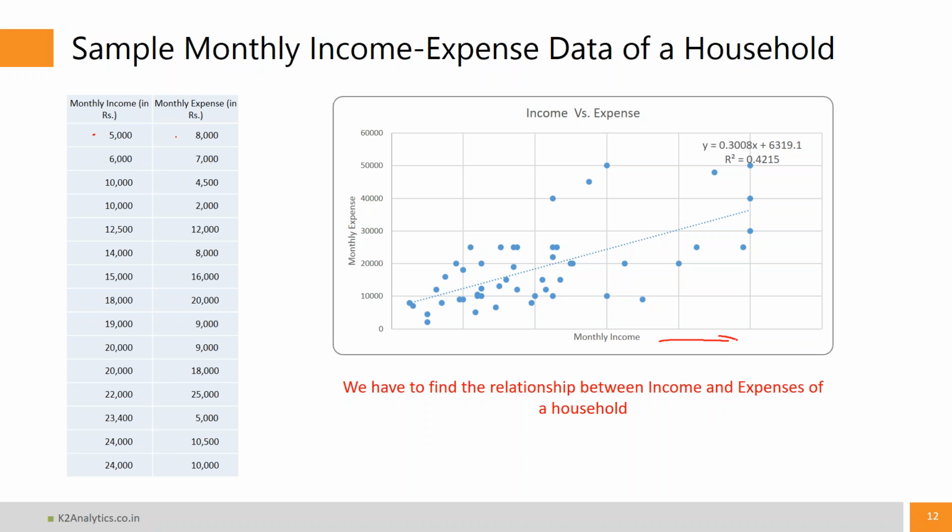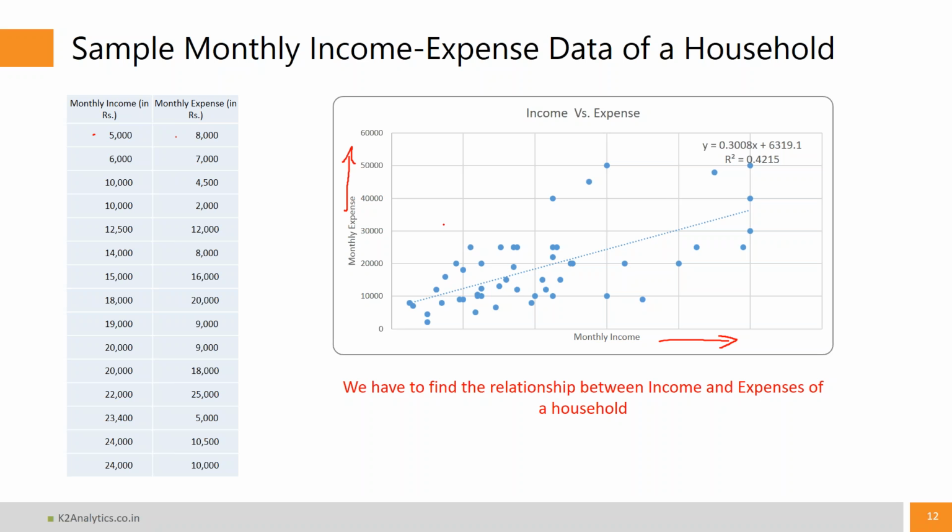First thing, is monthly income a dependent variable or an independent variable? Monthly income is the independent variable. The independent variable, whenever you make a graph, should be on the x-axis. Expense is your dependent variable. The dependent variable should be on the y-axis. These are generally followed practices.